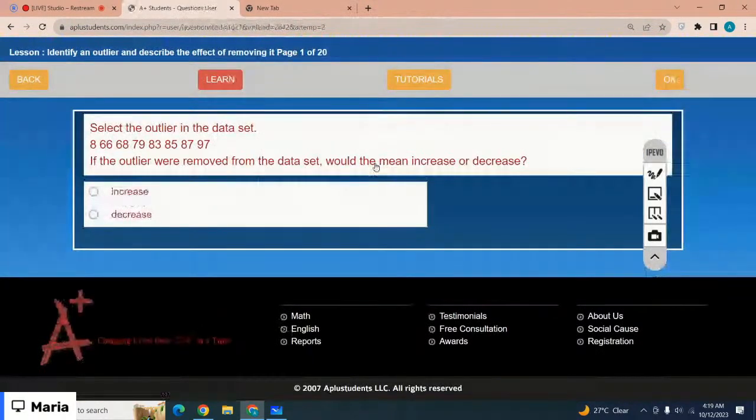Okay, select the outlier in the data set: 8, 66, 68, 79, 83, 85, 87, 97. If the outlier were removed from the data set, would the mean increase or decrease? So first identify the outlier. Which is the outlier in the data set?